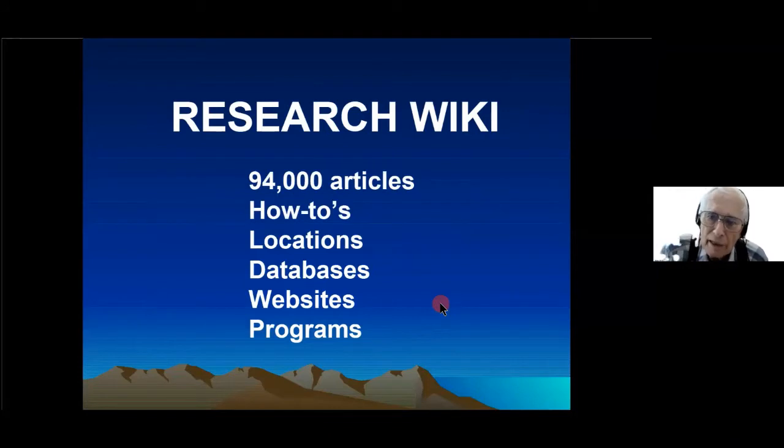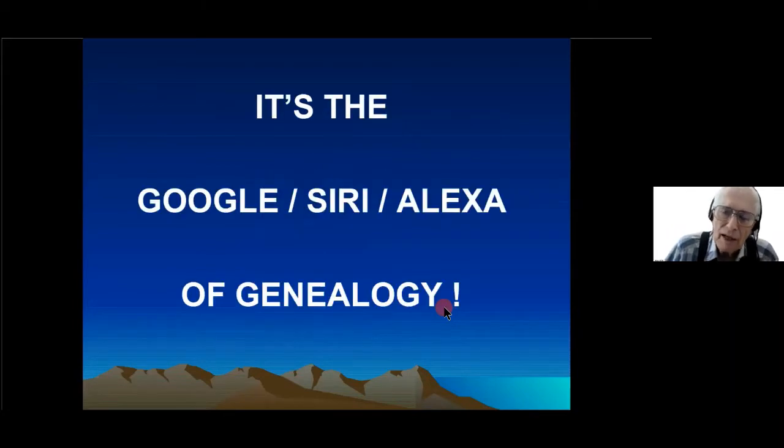The Research Wiki itself has 94,000 articles. As of last week, there were only 93,000. When I corrected these notes yesterday to look at it, it's 94,000 now. There are how-tos, locations, databases, everything you can think of related to family history. It really is a very helpful thing for family history.